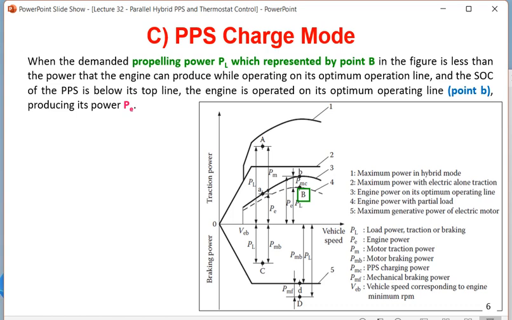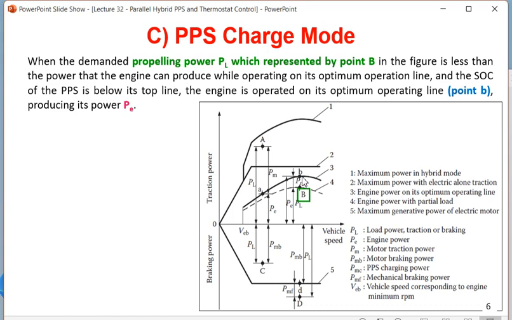So when the demanded propelling power PL is represented by capital B, capital B is only the demanded power by the vehicle. This is point B. But the engine is producing PE, actually more than that. The engine is producing small b, and you are finding small b is higher than capital B.